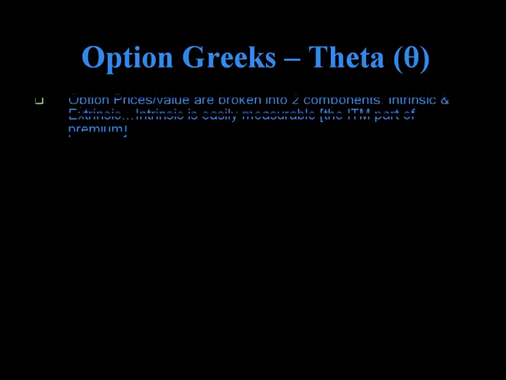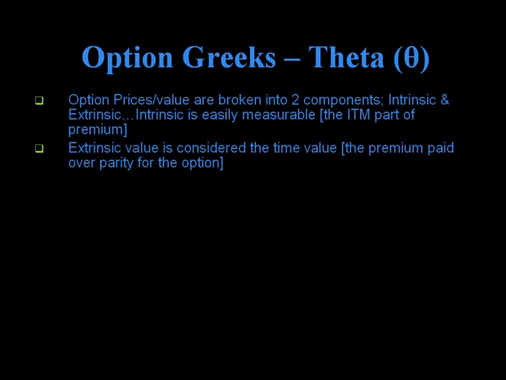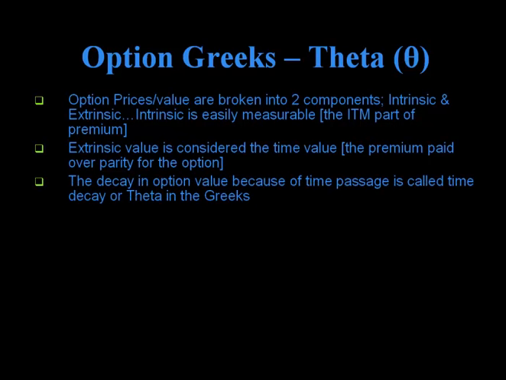Let's take a look at theta. Now, theta is really important also to a credit trader or someone who goes short. Let's talk about why. Option prices are broken down into two components, intrinsic and extrinsic. And as you know, intrinsic is easily measurable because it's that part of the option contract that, if it were to expire today, is in the money. Extrinsic is considered the time value, or the premium paid over parity for an option.